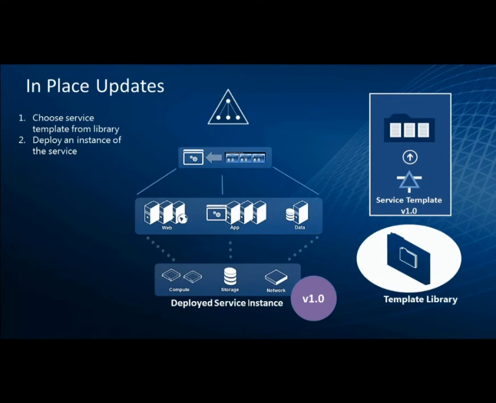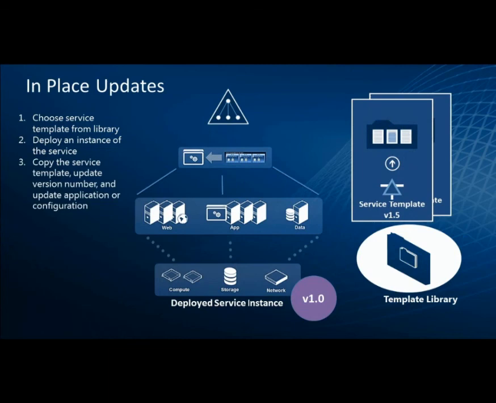Well, I have an update, and maybe that update is just I want to change the amount of RAM on the application server, or I want to update the application itself from a version 1 to a version 1.5 or something like that. Well, I make a copy of the service template, and then in that service template, I give it the new version number. I go through and make all the changes to the service template that I need to make, change the amount of RAM or whatever it is I'm changing, update the application. And then after I've done all that, I save the template. The next step is to publish that template.